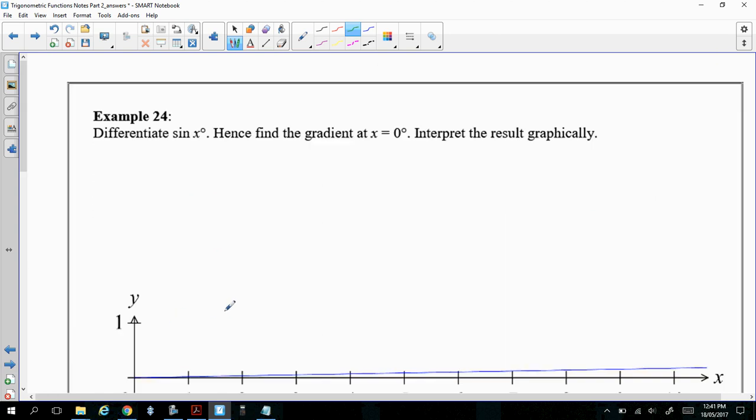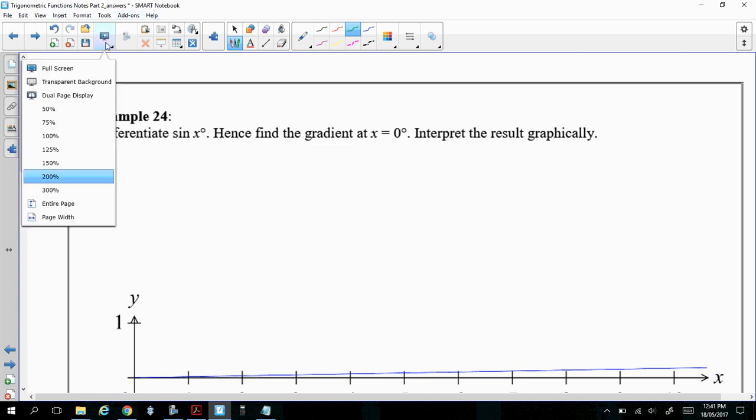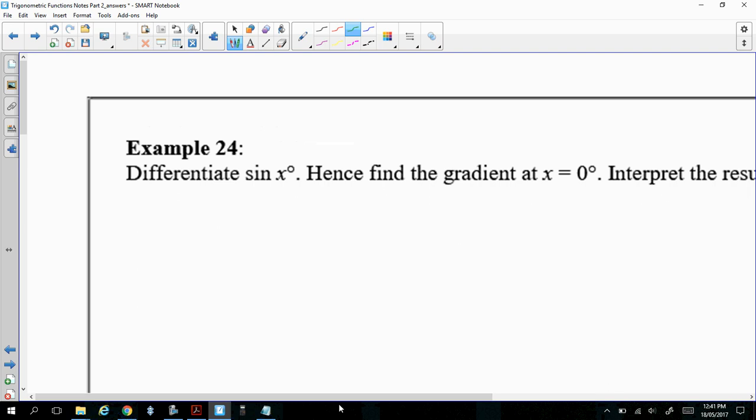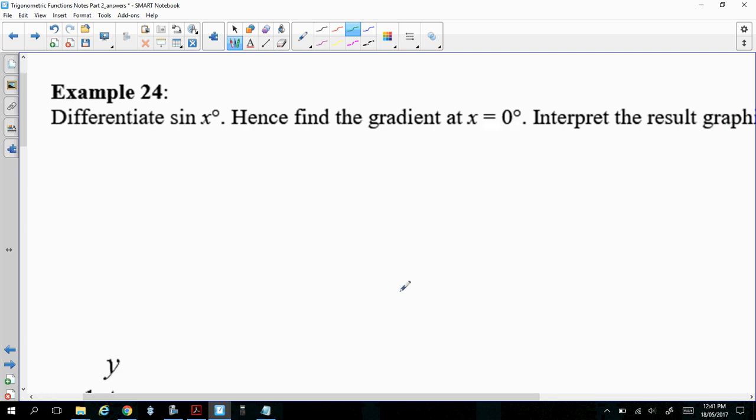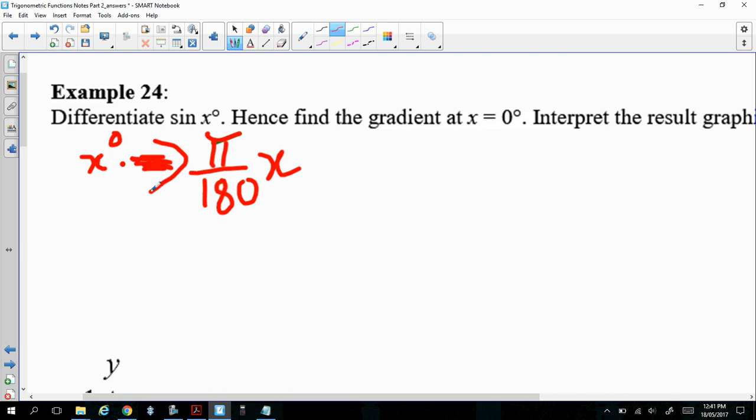To change x degrees to radians, you just have to multiply by pi over 180. So x degrees becomes pi over 180 x. You just change the degrees to radians. Therefore, if I want to differentiate sine x degrees, I just have to change that to sine of pi x over 180.